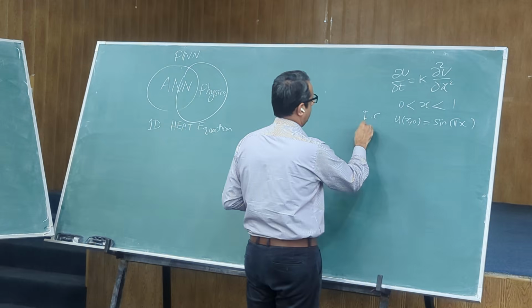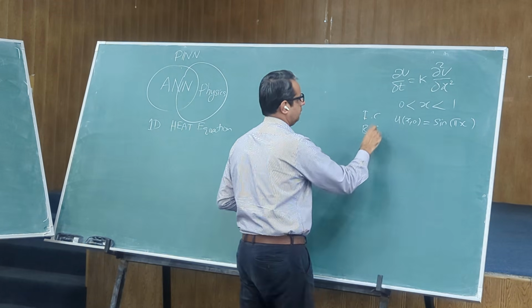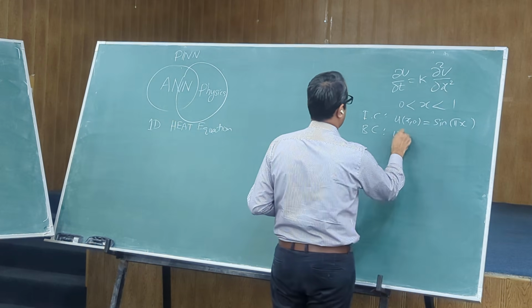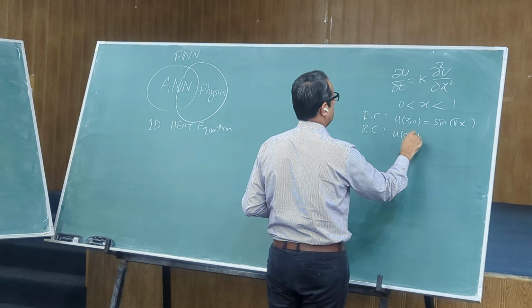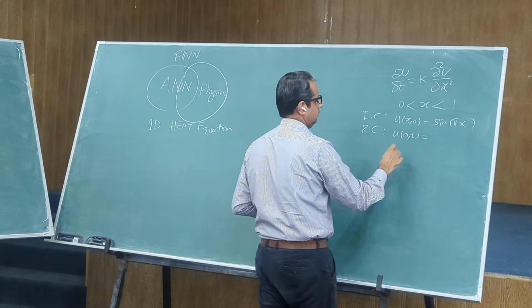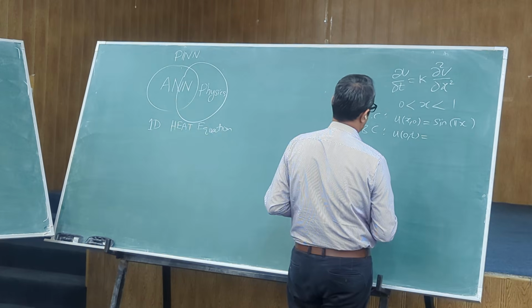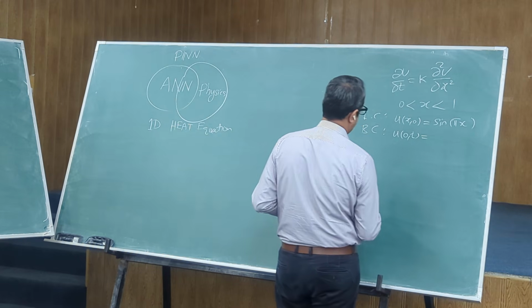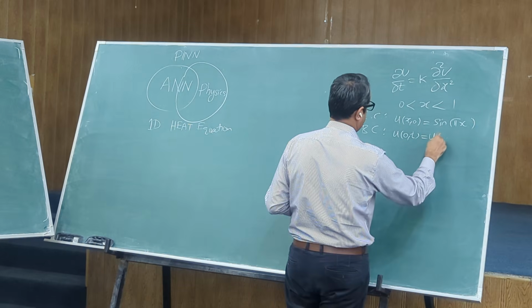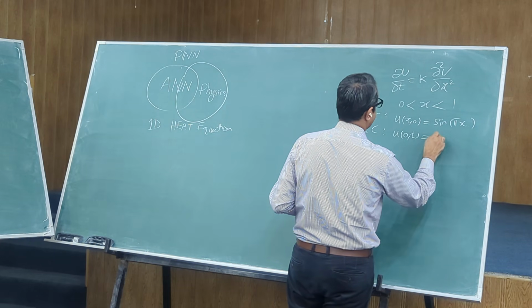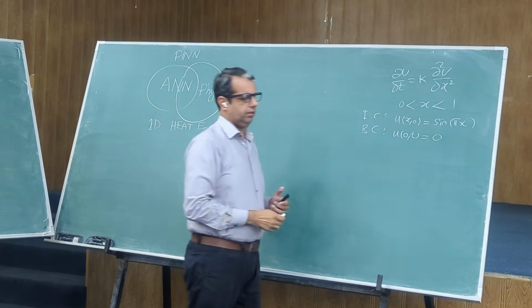And then we have boundary conditions. On the left boundary condition and the right boundary, both are 0. You can just write that this one is 0. Simple problem.